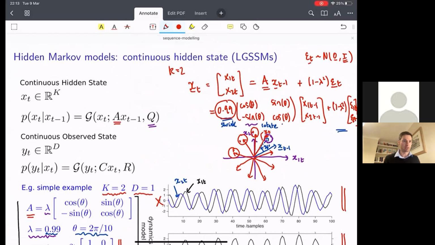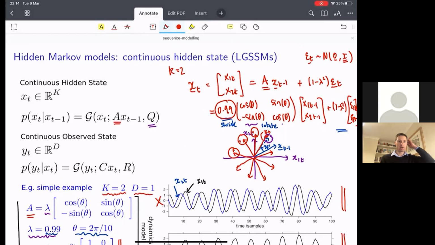So if the factor at the front was set to 1, this phasor's magnitude would eventually explode to infinity because we'd be integrating up more and more noise. The fact that we're shrinking away is damping out the noise and making sure this has a well-defined limiting distribution. In fact, you can show that the marginal variance of this process is 1. So the marginal variance of x1 and x2 is going to be 1. I'll leave that as an exercise to the reader.